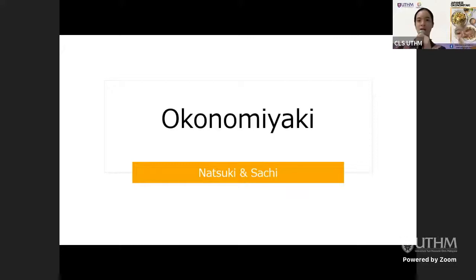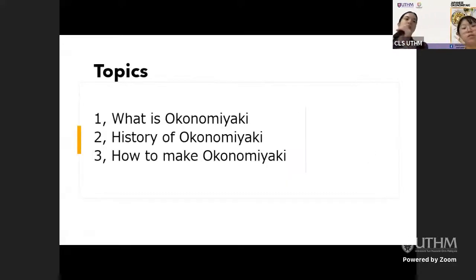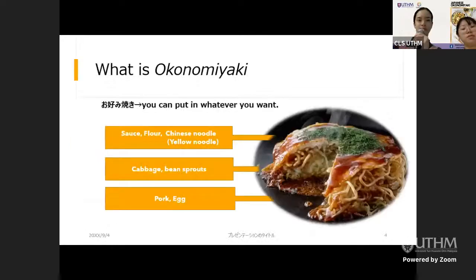Today I will talk about the okonomiyaki topic. First, what is okonomiyaki? Second, the history of okonomiyaki. Third, how to make okonomiyaki. What is okonomiyaki? Okonomiyaki means you can put in whatever you want.